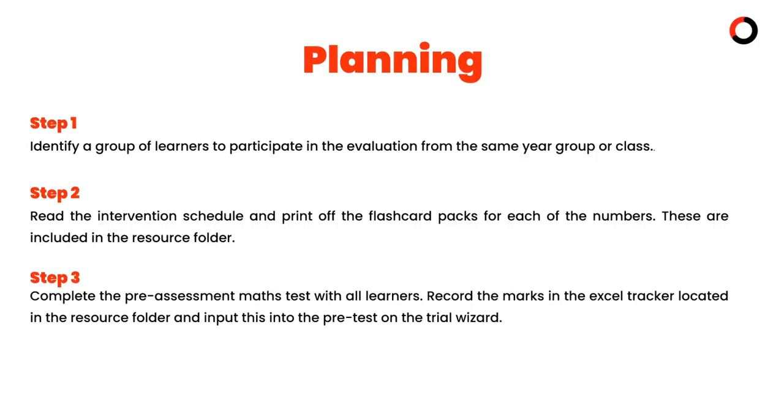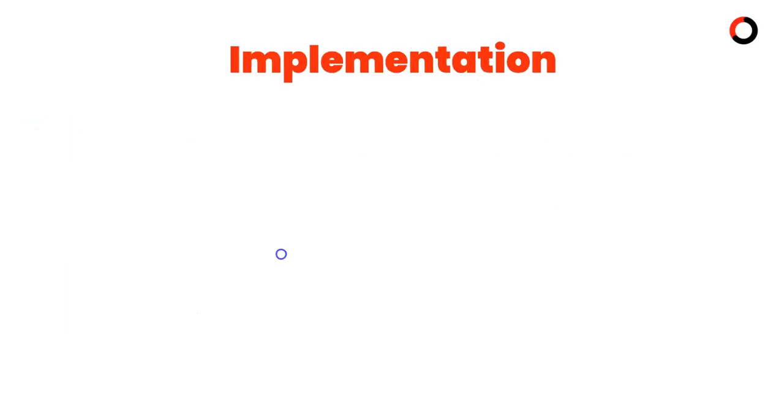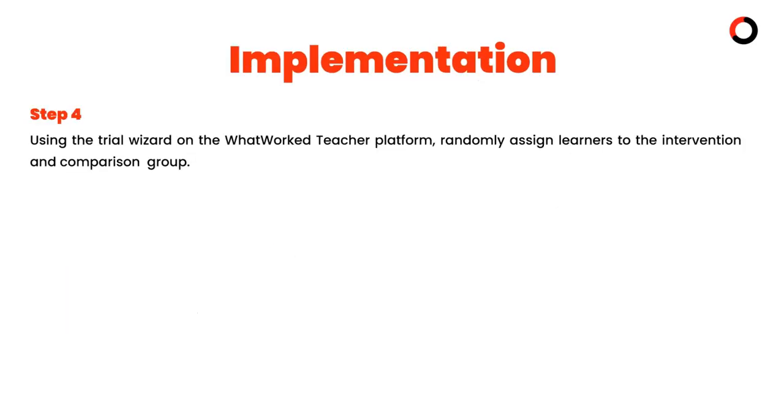Step 3. Complete the pre-assessment maths test with all learners. Record the marks in the Excel tracker located in the resource folder and input this into the pre-test on the trial wizard. Step 4. Using the trial wizard on the What Works Teachers platform, randomly assign the learners to the intervention and comparison group. You then need to record this on your Excel tracker.